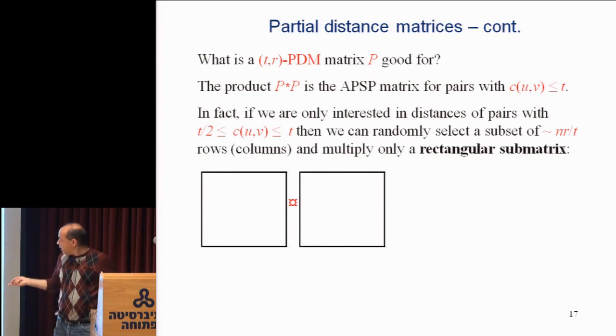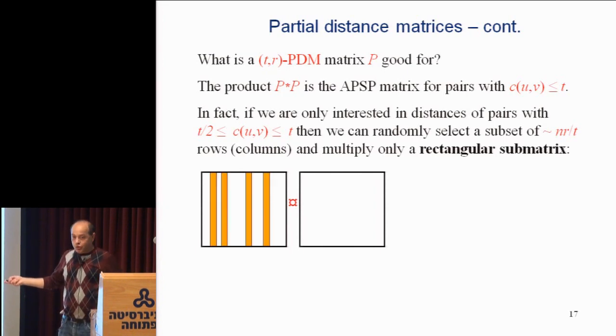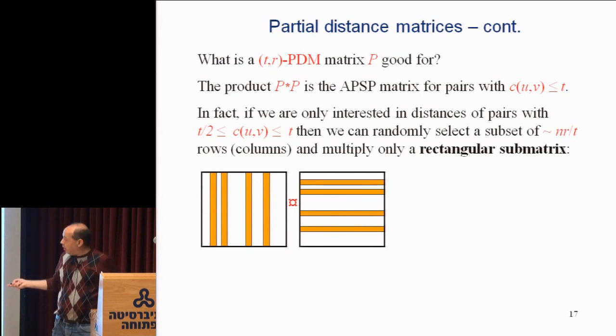So here is the picture. This is P by P. Again, you see this is a distance product. Here is the choice of a subset of columns, of cardinality something like NR over T. And the same indices on the rows. And now I'm just doing this. This is a submatrix. Take all the rows and only the subset of columns. And here take all the columns and only the subset of rows.